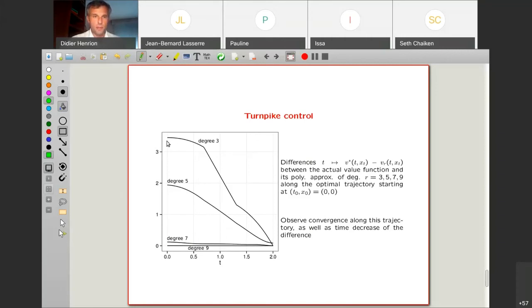And you see that, of course, the gap between the value function and its approximation decreases when the degree increases. So the bigger the degree, the better the approximation. But also, already for small degree of VR, the quality of the approximation increases when time increases. So along trajectories, the approximation becomes better and better. This is the illustration of the theorem.